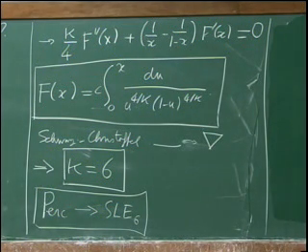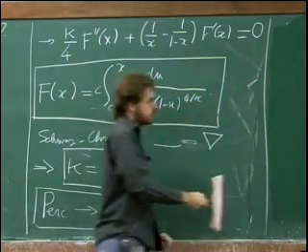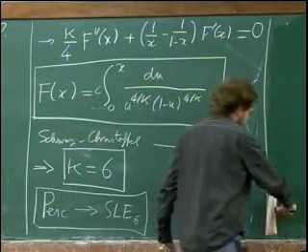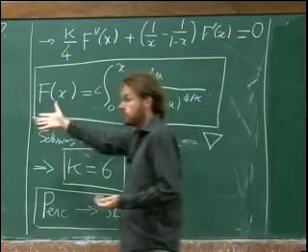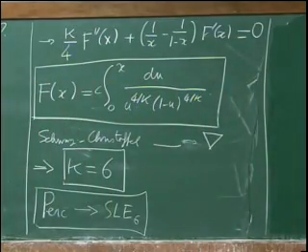So what I will tell you tomorrow is that this is not the right way to identify kappa equal to 6 for percolation, because SLE for kappa equal to 6 is really something special, and it is so special that you don't need this computation to really prove that it is the unique possible scaling limit for percolation.